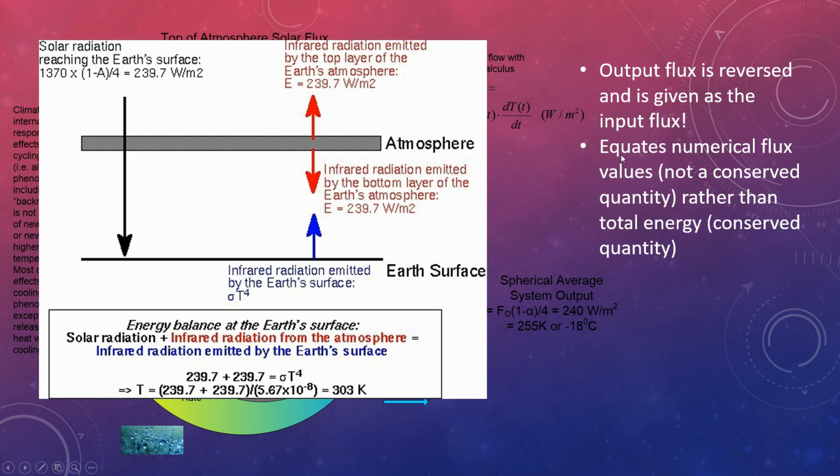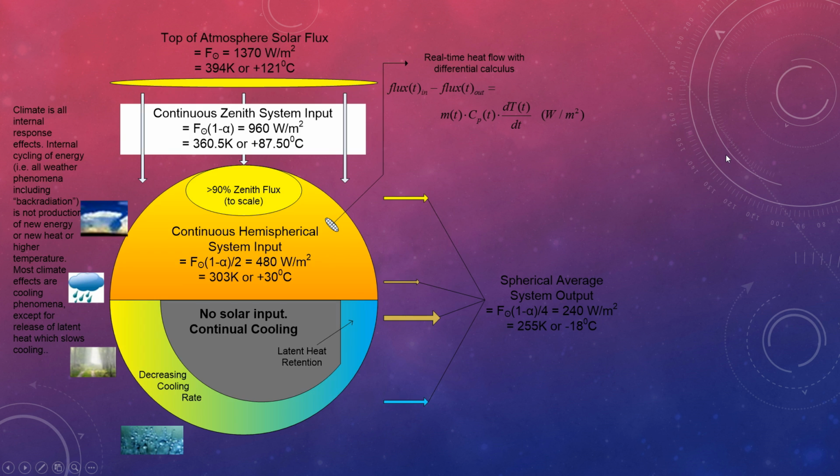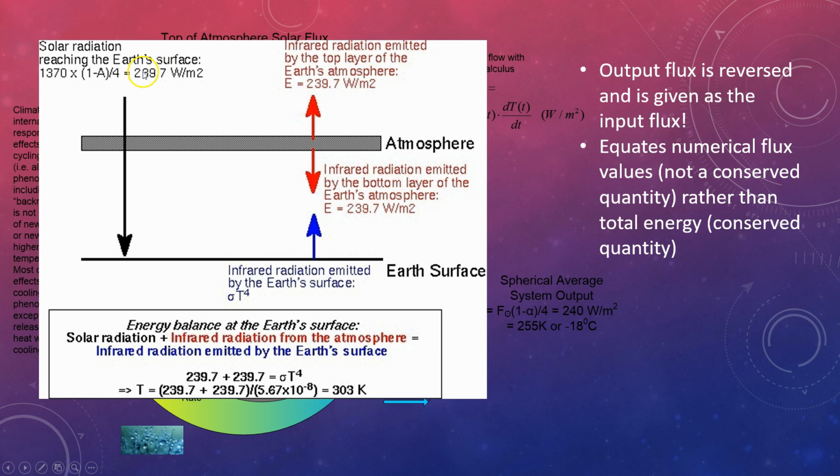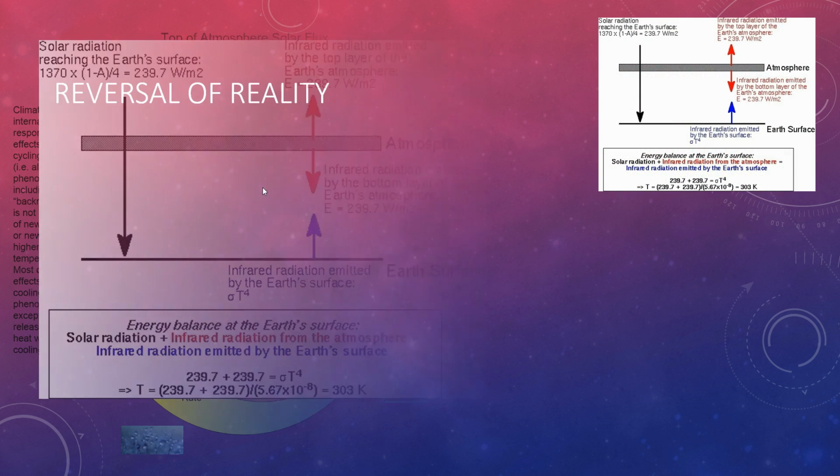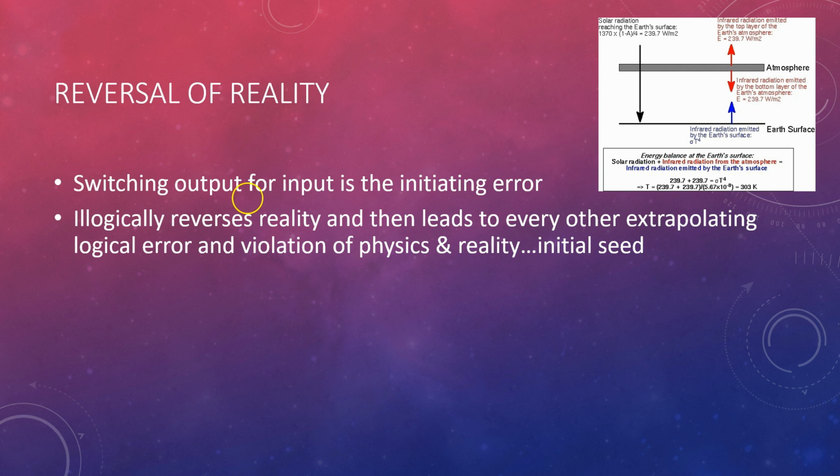And of course, the problem there is that they're equating numerical flux values, which is not a conserved quantity, rather than total energy, which is a conserved quantity. Here we're conserving total energy. Here they're trying to conserve flux, but flux is not a conserved quantity, and we'll see just up ahead what's wrong with that. So it's a reversal of reality. Switching output for input is the initiating error. It illogically reverses reality and then leads to every other extrapolating logical error in violation of physics and reality.